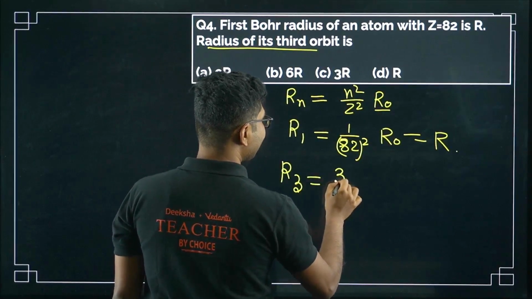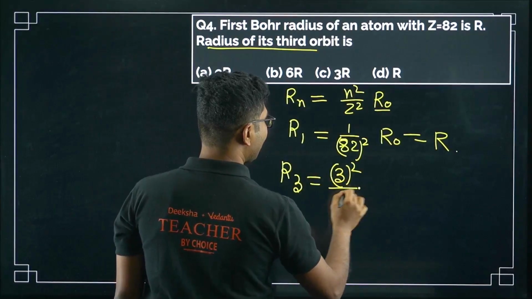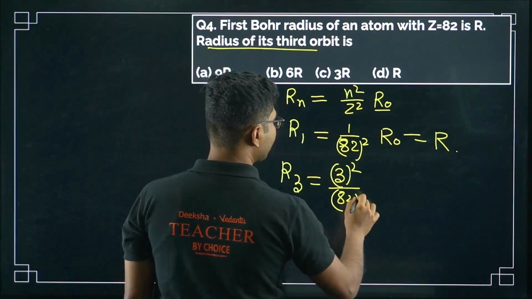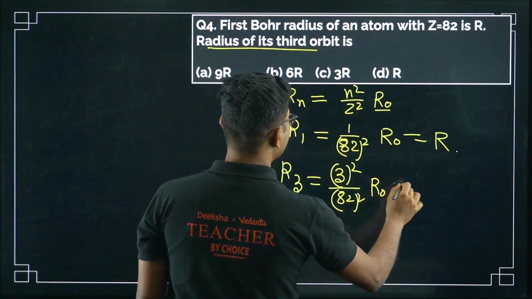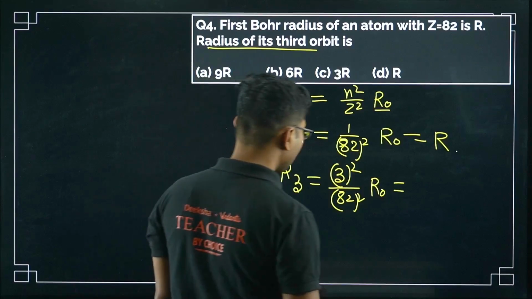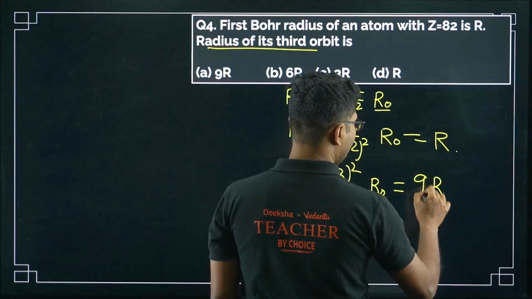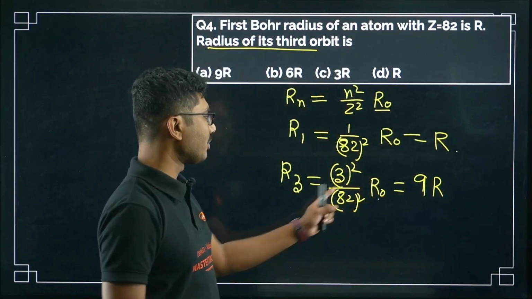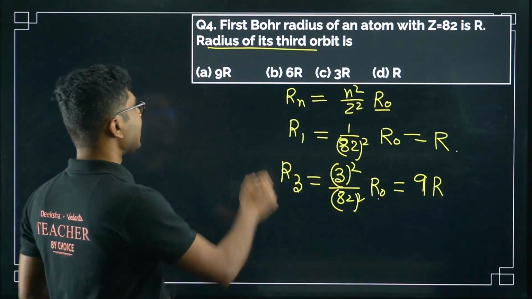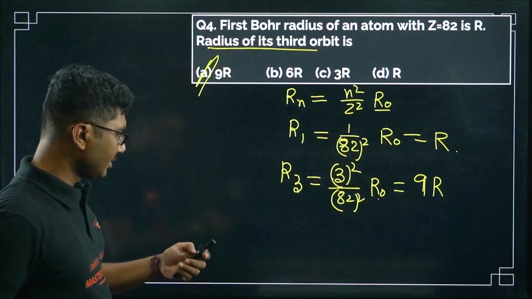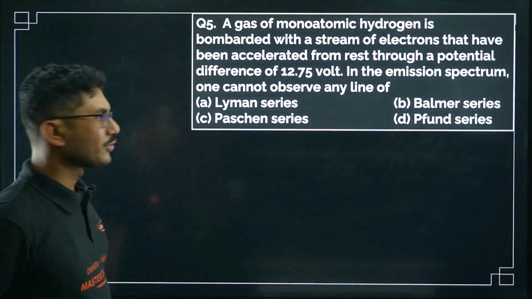R3 is 3 square divided by 82 whole square r naught, that is 9 times r naught by 82 square. So you will get this as 9r. Very easy question. Radius is directly proportional to n square.